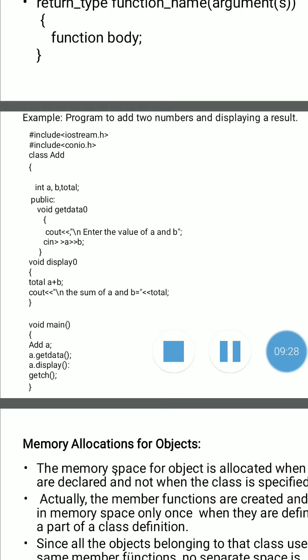Here is one mistake. After completion of the function, you need one more bracket to complete the class, with a semicolon. So at the time of performing the practical, please add one completion bracket with a semicolon after the display function. Then in the main function, same as the previous example, we create the object of the class add and then call both functions, get data and display, using the object a.